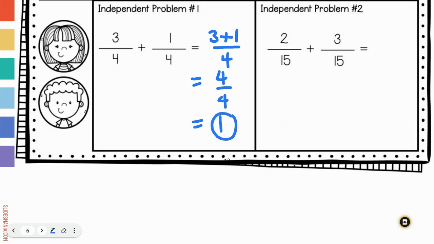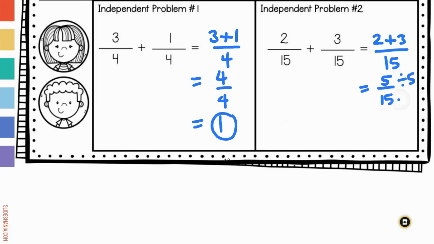And the last one, 2/15 plus 3/15. So we're going to start off by 2 plus 3 all over 15. And then 2 plus 3 is 5 over 15. We can reduce by dividing by 5. 5 divided by 5 is 1. 15 divided by 5 is 3. So we get 1/3.